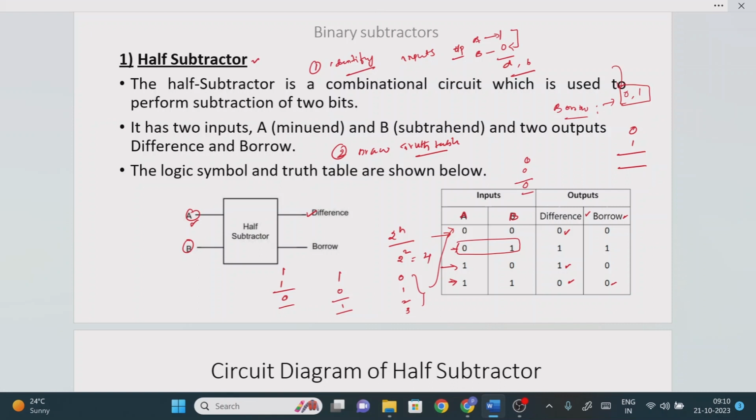Either you can take the 0 or you can take the 1, right? If you take the 0, what will happen? Again 0, 0 means 0, right? So again we need to subtract 0 with minus 1. This is not possible, right?